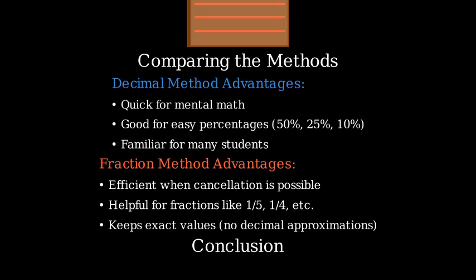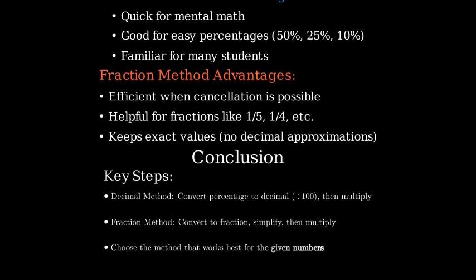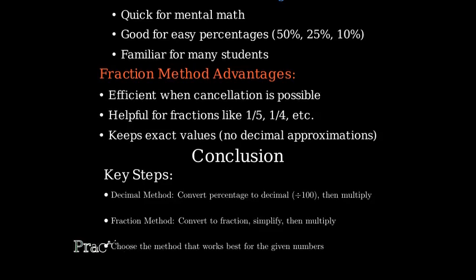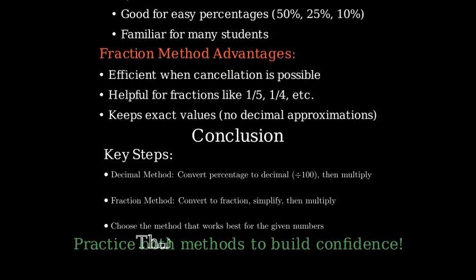for a given problem. Remember the key steps. For the decimal method, convert the percentage to a decimal by dividing by 100, then multiply by the quantity. For the fraction method, convert the percentage to a fraction, simplify if possible, then multiply by the quantity. With practice, you'll become comfortable with both approaches.